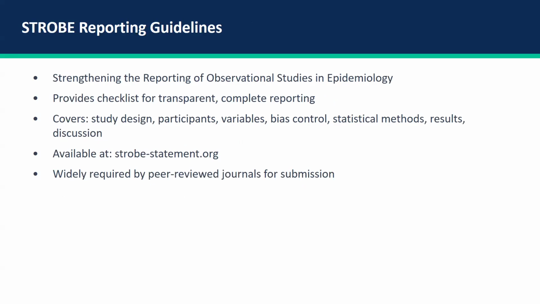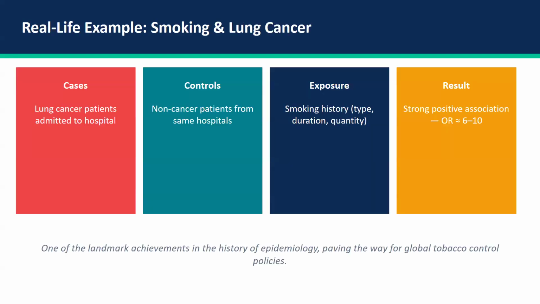The STROBE guidelines: STROBE stands for Strengthening the Reporting of Observational Studies in Epidemiology. This reporting guideline provides a checklist for transparent and complete reporting of each and everything. For example, it covers the study design, participants, variables, bias control, statistical methods, results, discussion, and this is available on the internet, and this is widely required for the peer-reviewed journals for submission.